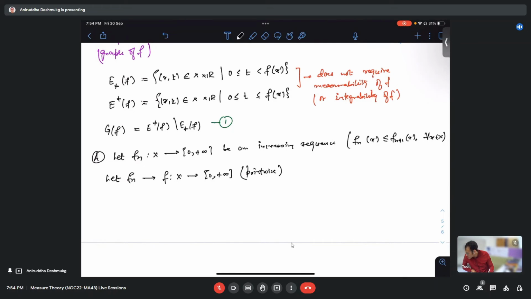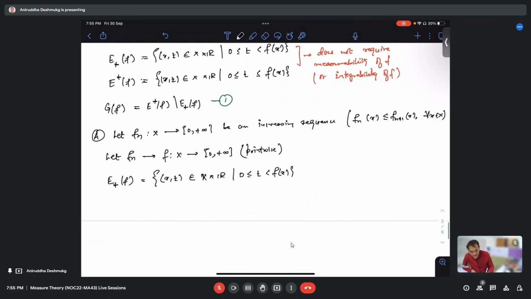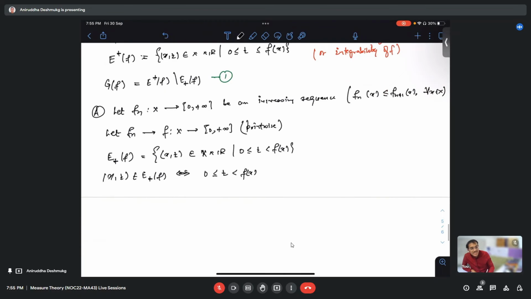Then the first claim I am going to make is about E lower star f. That means look at all those (x,t) in X cross R such that 0 is less than or equal to t is less than f of x. This is strictly less than, remember. So let us start with some (x,t) in E lower star f. Since t is strictly less than f of x and f_n is an increasing sequence that converges to f of x, therefore there is some n naught such that for each n bigger than or equal to n naught, f of x minus t is positive.